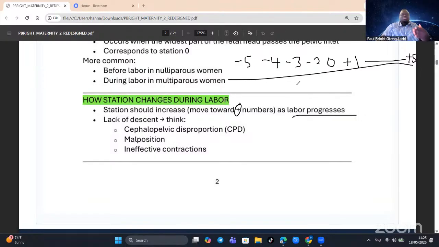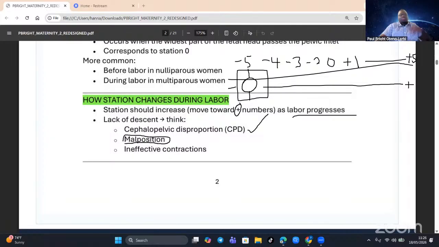So, what happens when Ayariga's child's head is at -5 and is not going to +5? Something has locked the head or the presenting part. What is locking it so that the head is not descending? It can be cephalopelvic disproportion. Ineffective positioning or malpositioning of the pregnant mother.